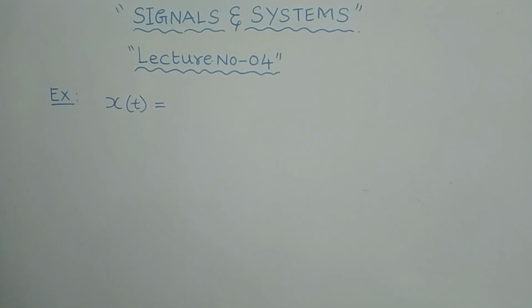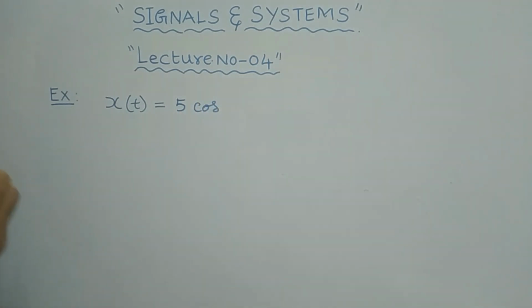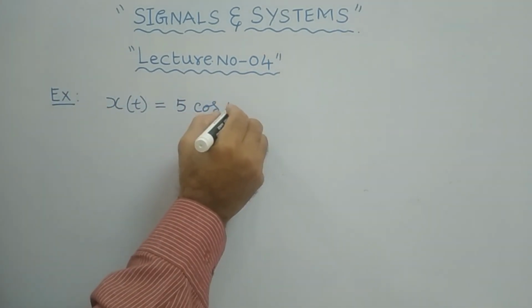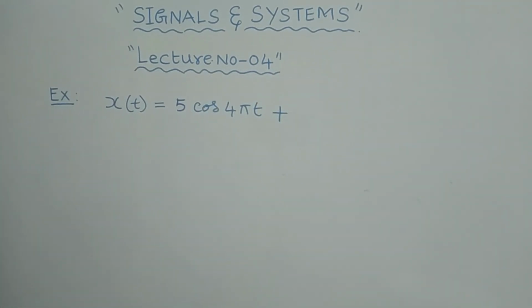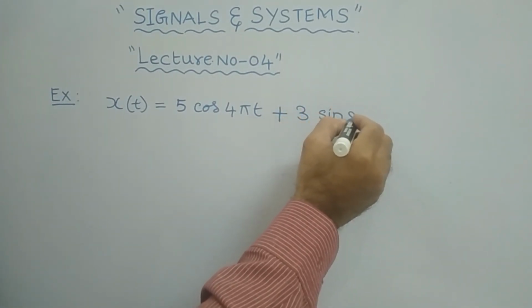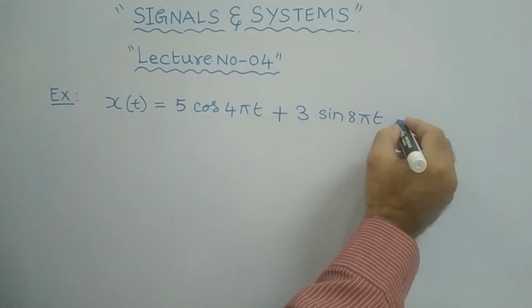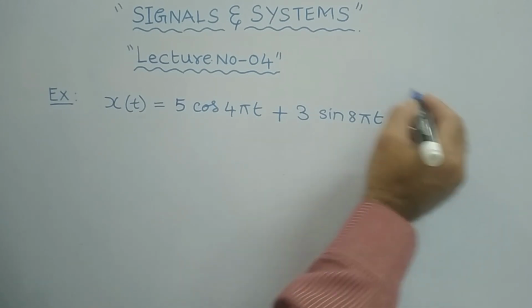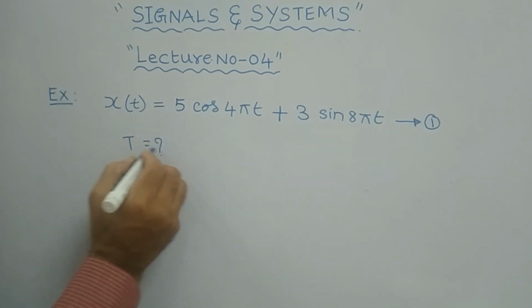Let us consider this particular example. x of t is equal to 5 cos 4 pi t plus 3 sin 8 pi t. This is the given equation. For this, you need to find out the fundamental time period.